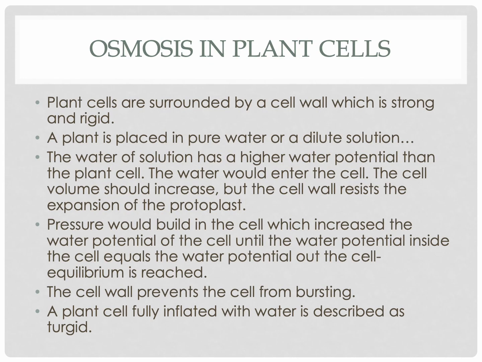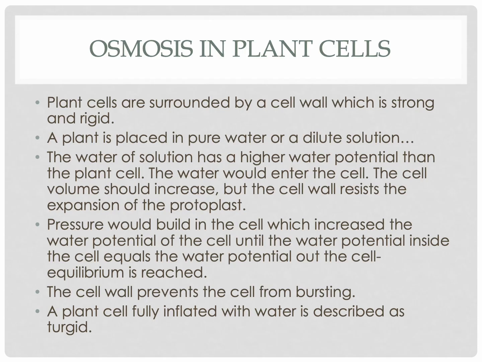Osmosis in plant cells. Plant cells are surrounded by a cell wall which is strong and rigid. A plant cell that is placed in pure water or a dilute solution, if the water of the solution has a higher water potential than the plant cell, the water would enter the cell. The cell volume would increase, but the cell wall resists the expansion of the protoplast.